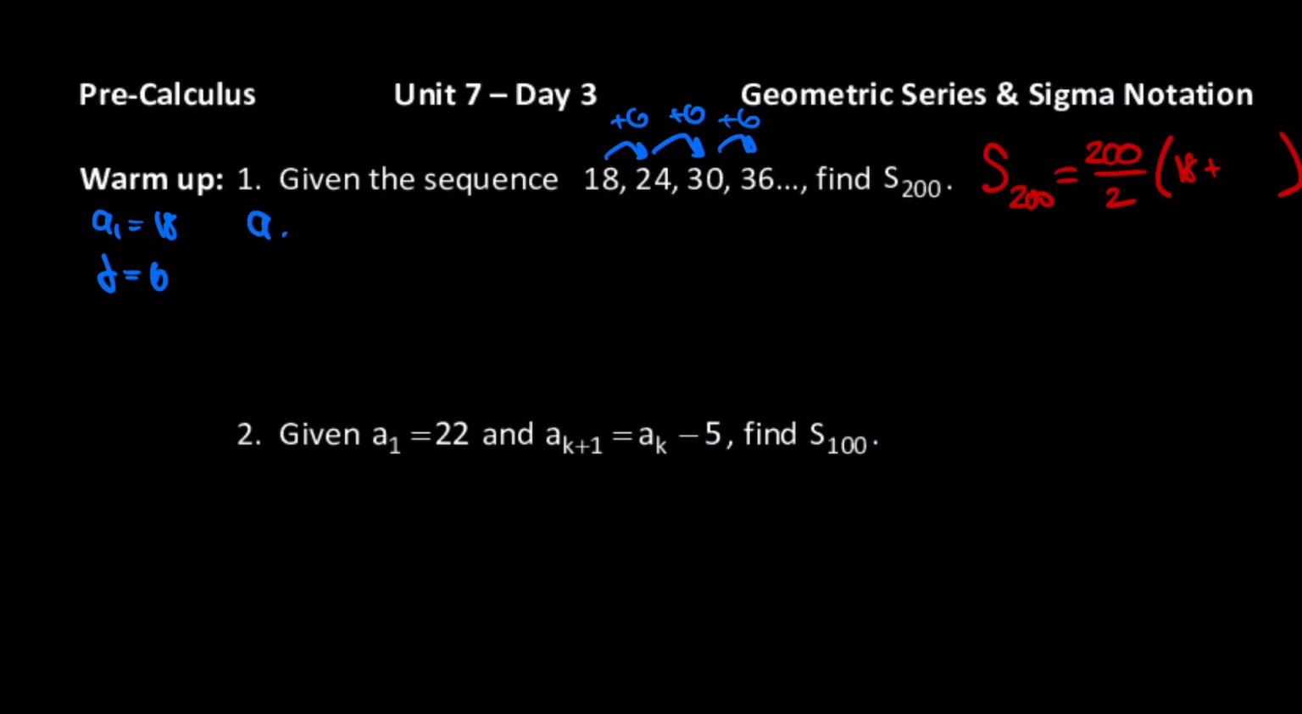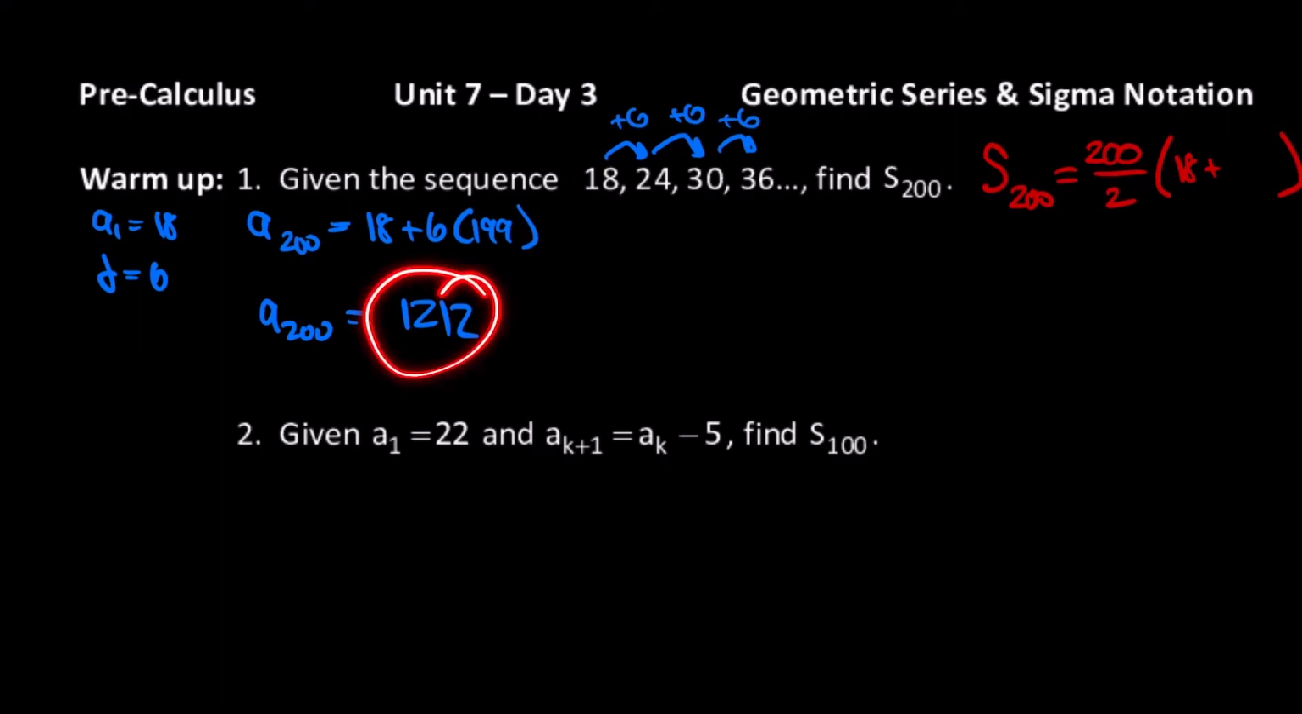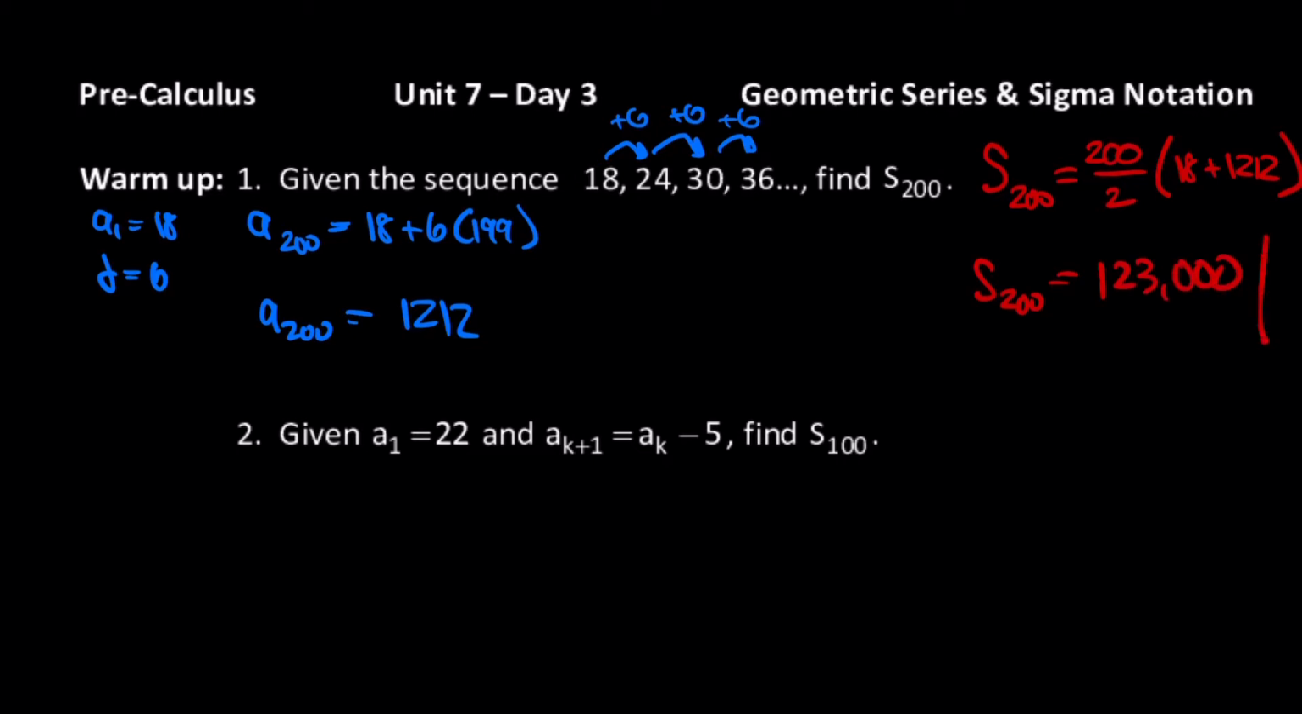To find a sub 200, I need to take 18 plus 6 times 199. And we'll just throw that into the calculator. That is 1,212. So now I can just take that and throw it in there. So that'll be 1,212. And then I'll know the sum of the first 200 terms. I got 123,000. Okay, so that one's pretty straightforward.